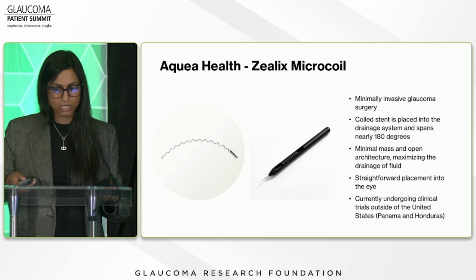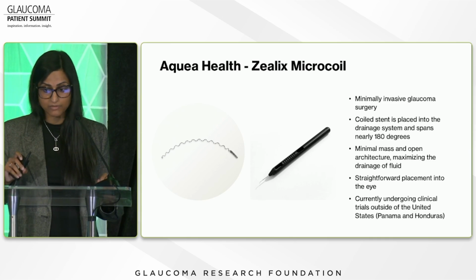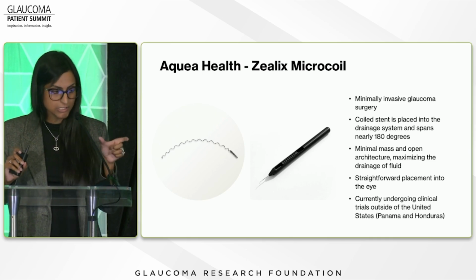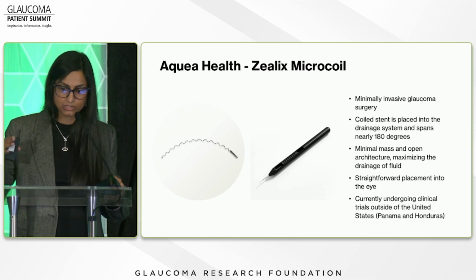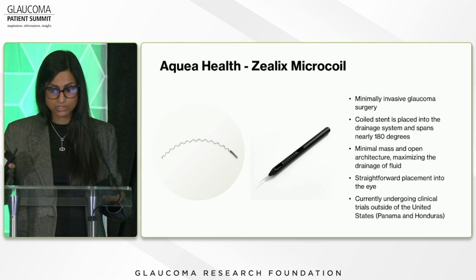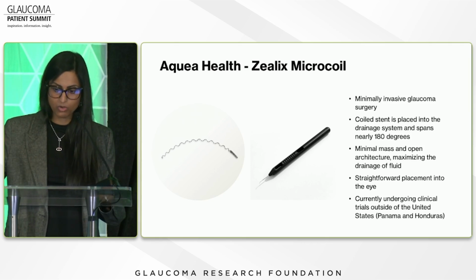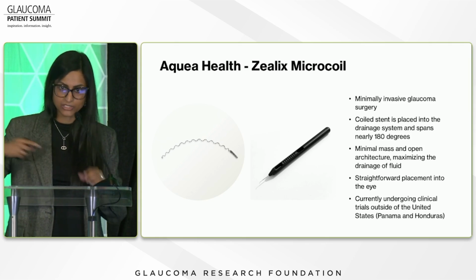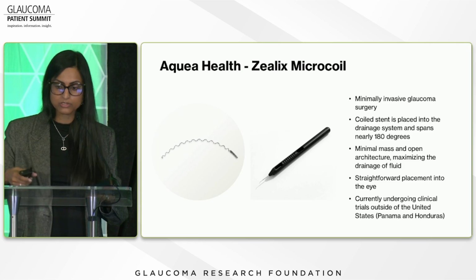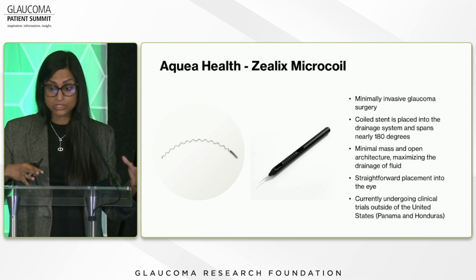So the first thing I'm going to talk about is by Acuvue Health. It's called the Zelix microcoil. It is considered a MIGS, a minimally invasive glaucoma surgery, and this is basically a stent. It's a large stent that encompasses nearly 180 degrees of the eye, of the drainage system, and it kind of looks like a stretched out slinky. It's like a long coil, and it's tiny, so minimal mass and very open architecture from those large coils, which help to maximize the drainage of fluid through the drainage system.